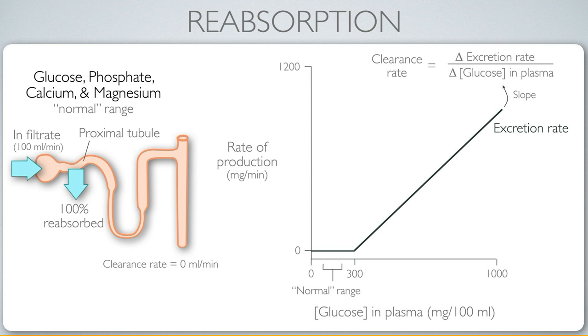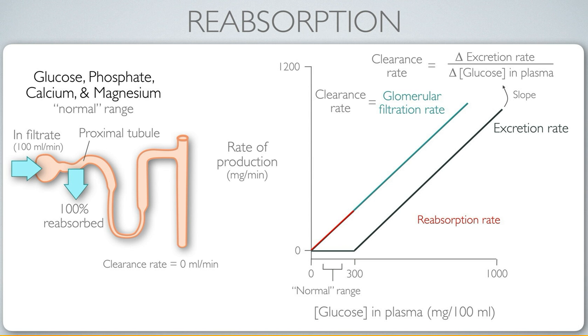So one inference that can be drawn from the clearance rate is how much of that substance is being filtered. So even at low concentrations, filtration should occur. It's a passive process. So we can infer from that positive slope the glomerular filtration rate. Okay, so that's the filtration that happens in the glomerulus. The reason at low concentrations that we, of course, don't see that in the clearance rate is because it's being reabsorbed. And so we are also going to infer the reabsorption rate as the red curve.